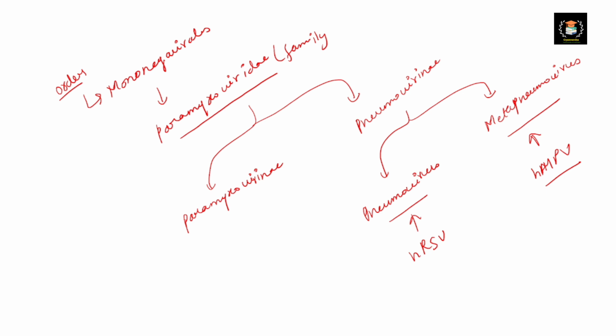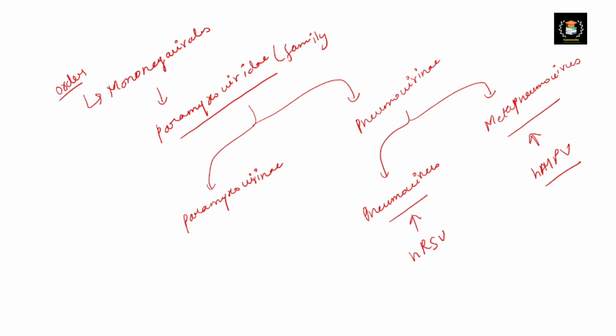The order is Mononegavirales. The family is Paramyxoviridae. The family is divided into subfamilies, Paramyxovirinae and Pneumovirinae. This Pneumovirinae is further classified into Pneumovirus and Metapneumovirus. So HRSV comes in Pneumovirus, while HMPV is placed under Metapneumovirus.